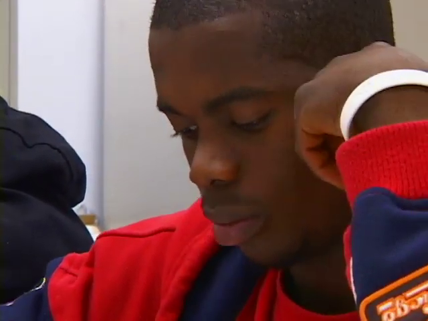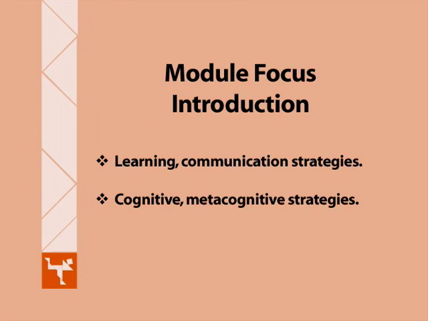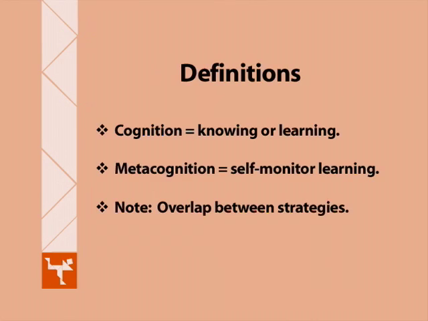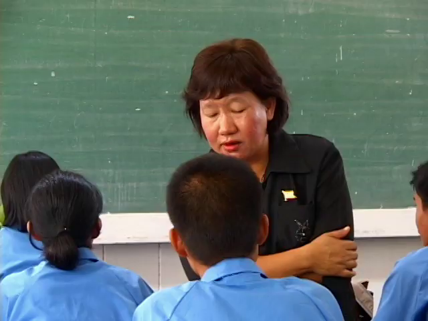Module Focus, Introduction. In this module, we will focus on some key features of two classes of learning strategies: language learning and communication strategies, and cognitive and metacognitive strategies. If we accept that cognition is knowing or learning, then we can say that metacognition is developing an awareness of and an ability to monitor that learning process. We will see that there is, in fact, a lot of overlap between all of these strategies.